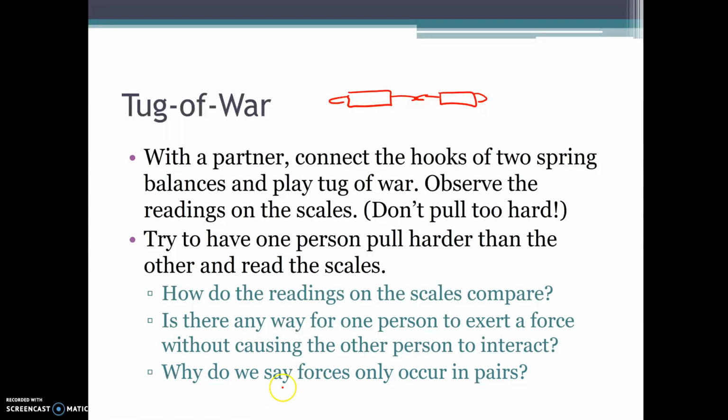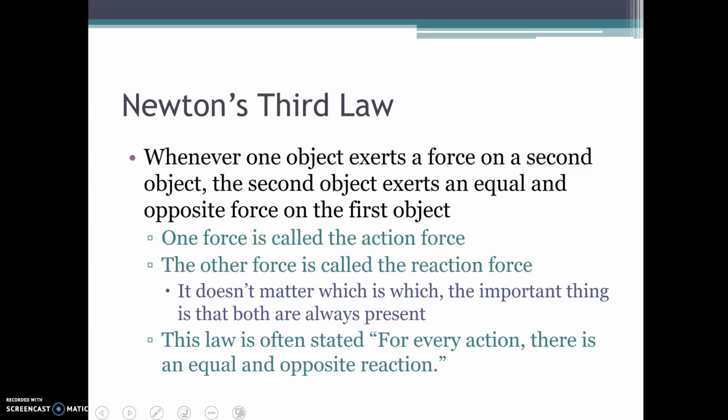So we sometimes will say that forces only occur in pairs because there has to be an equal and opposite reaction force for every force. And that's Newton's third law. Whenever one object exerts a force on a second object, that second object exerts an equal and opposite force on the first object. One force is called the action force. That's typically the first one named. The other force is called the reaction force. It really doesn't matter which is which, but they are always present.